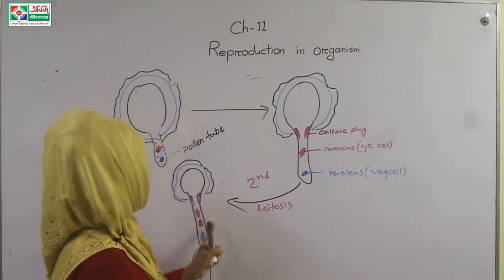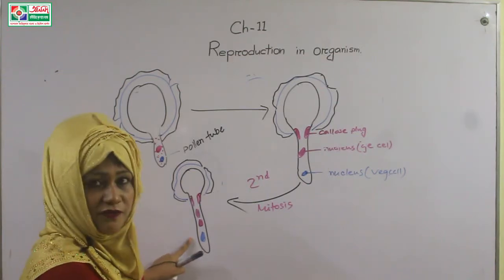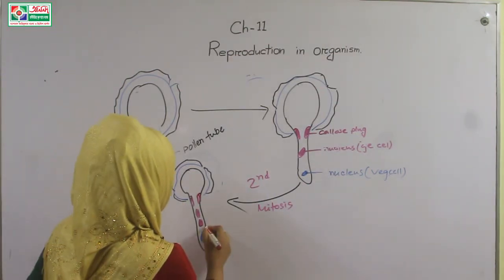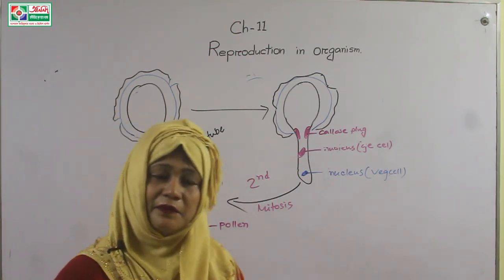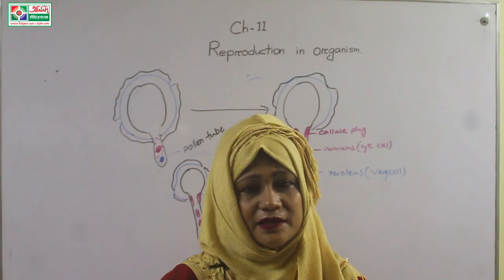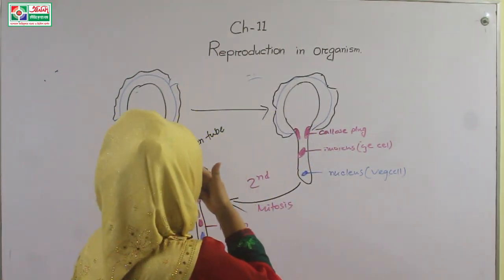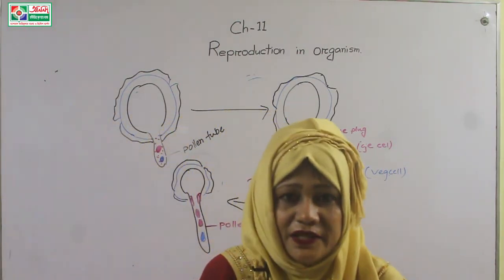So the entire structure, that means the two male gametes, the nucleus of the vegetative cell and also the pollen tube, together are known as the male gametophyte, or microsporogenesis. Students, we have finished our lecture.